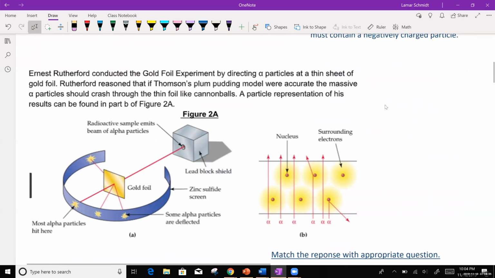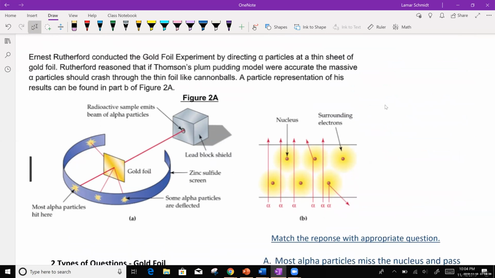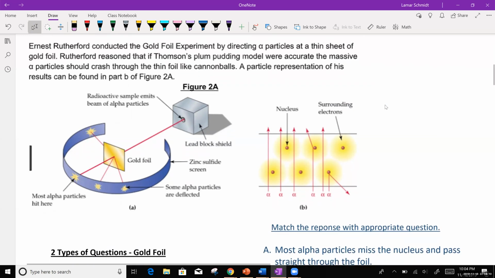Okay, so in the next part, we have Ernest Rutherford conducted the gold foil experiment by directing alpha particles at a thin sheet of gold foil. Rutherford reasoned that if Thomson's plum pudding model were accurate, the massive alpha particles should crash through the thin foil like cannonballs. A particle representation can be found in Part B of Figure 2A.